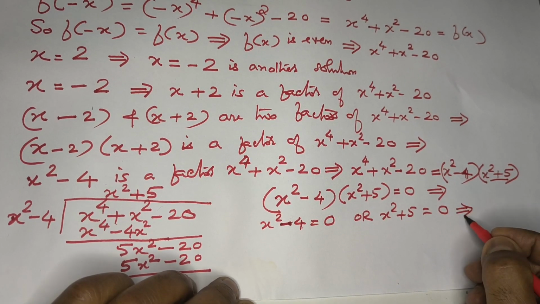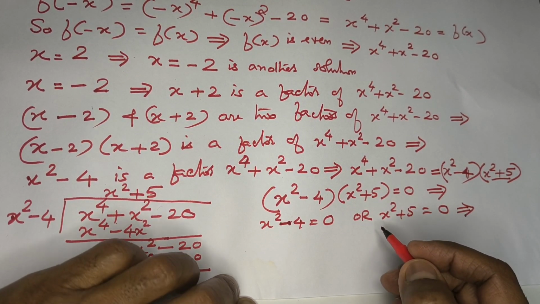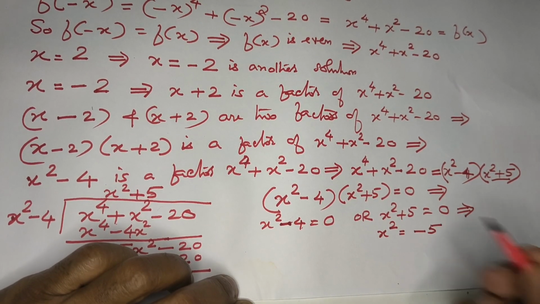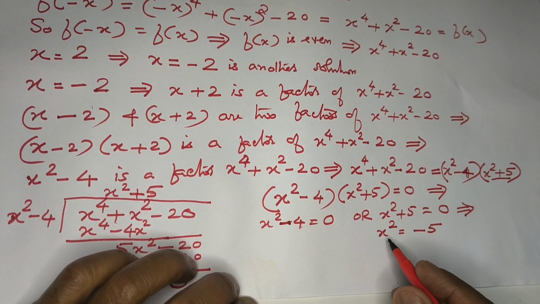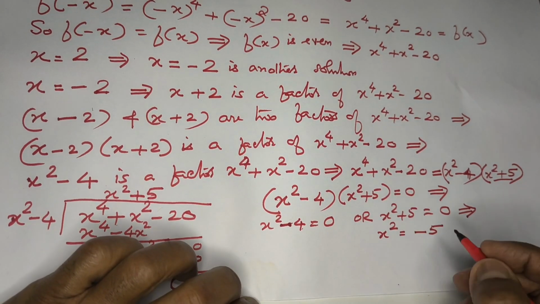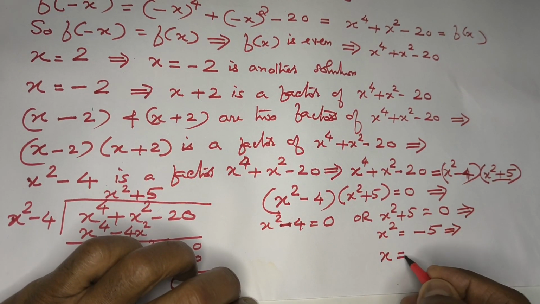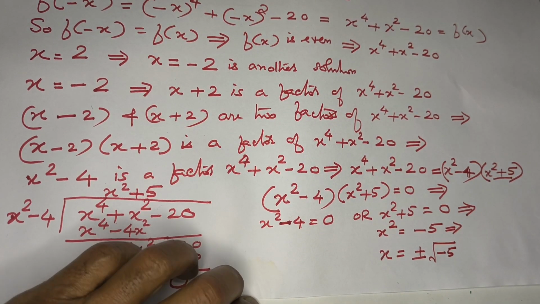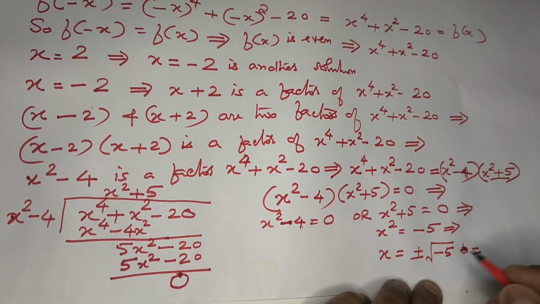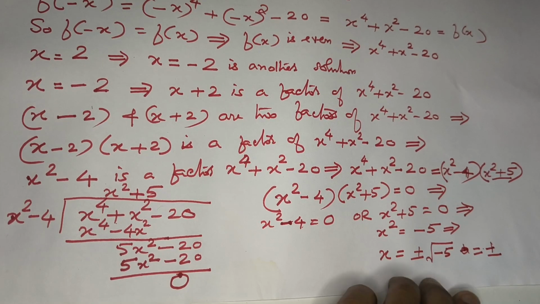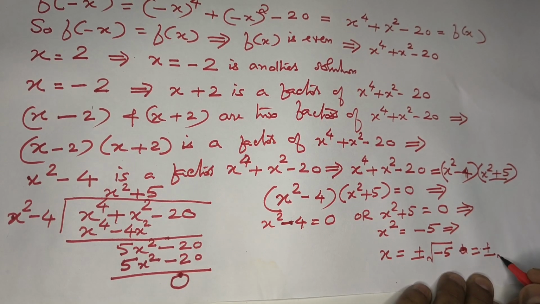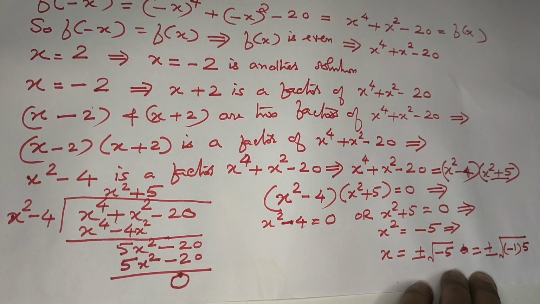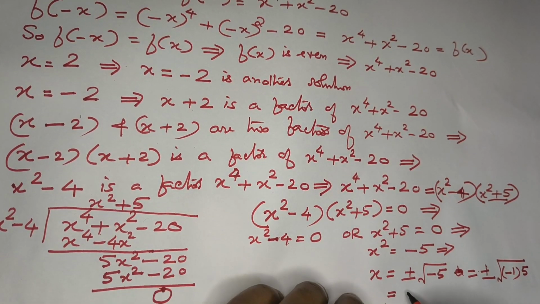This implies, take 5 to the other side. You will have x squared equal to minus 5. Now, taking square root on both sides, you will get x is equal to plus or minus root minus 5. This, on further simplification, plus or minus root 5, you can write as minus 1 into 5. That's equal to plus or minus.